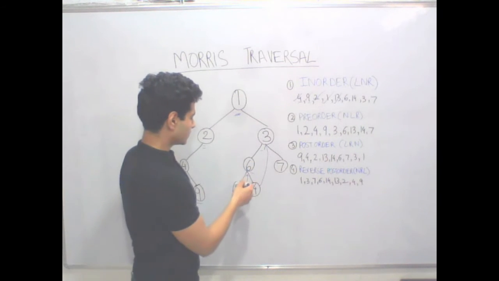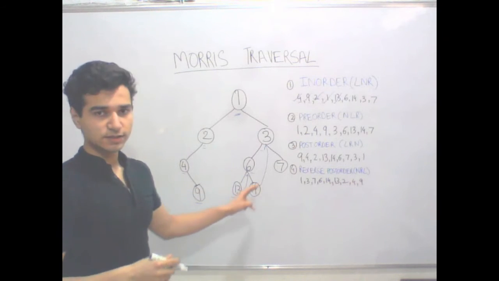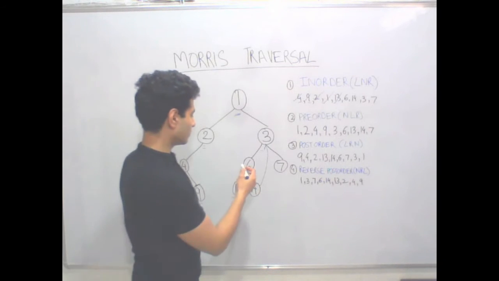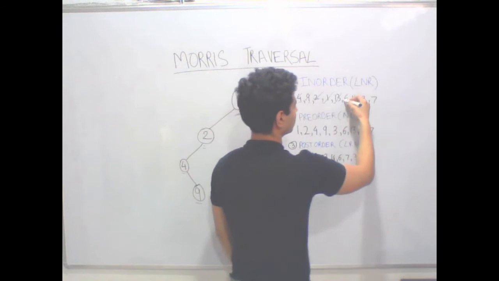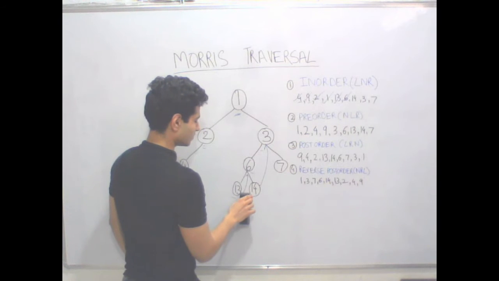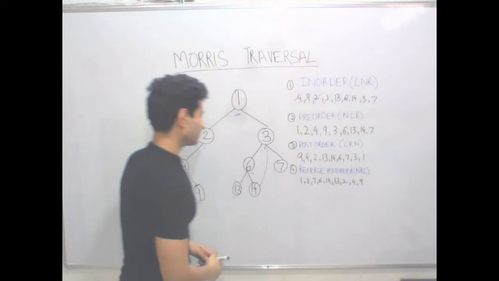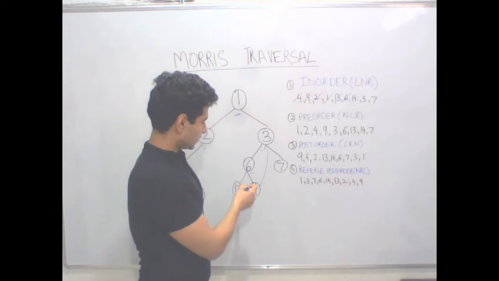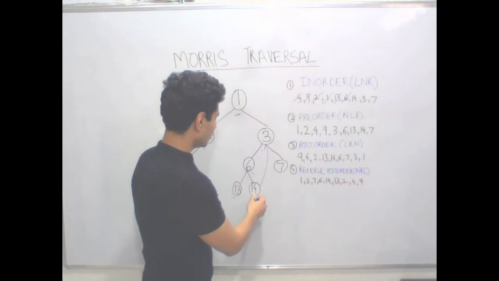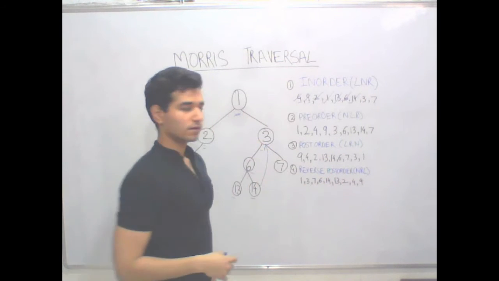And because 6 is left, 6's predecessor's right is already 6, it has been assigned. So again we assign 6, restore its predecessor, which is 13, and go to its right, which is 14. Now its left is again null, 14's left is null. We assign 14 and go to its right again, which is 3.